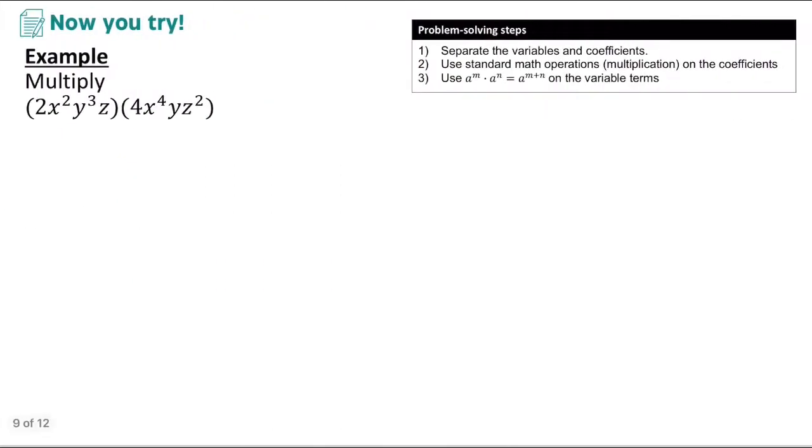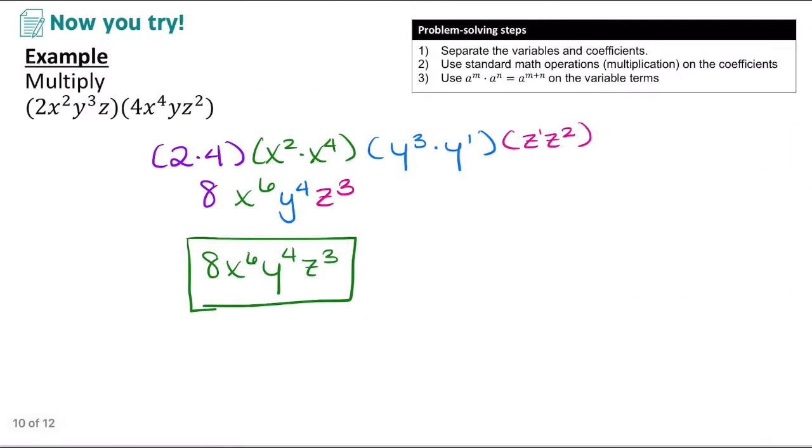Now you can go ahead and pause the video and try doing this example on your own. Once again, we're going to use that strategy. We're going to separate out the coefficients. Here we have 2 times 4, and so that's how we get 8. X squared times x to the 4th is going to be x to the 6th. Y cubed times y to the 1st is going to be y to the 4th. And then z to the 1st times z squared is going to be z cubed. So the answer is 8x to the 6th y to the 4th z cubed.